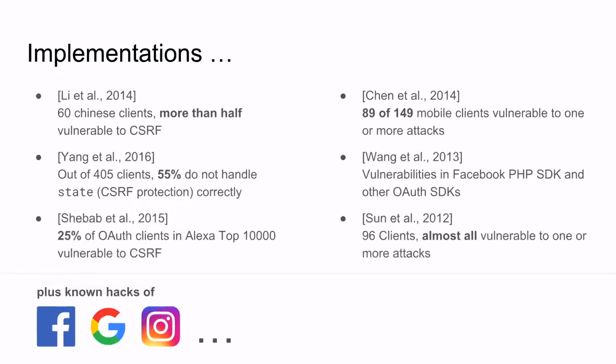Also, there have been vulnerabilities even in official SDKs, for example, by Facebook. And of course, in the beginning of the year, you might have heard about the big Facebook hack. That was essentially also caused by an OAuth implementation bug. Okay, so implementations have a lot of flaws. But what if you have an excellent implementation? If you follow RFC 6749 and all the others perfectly, is it secure then?